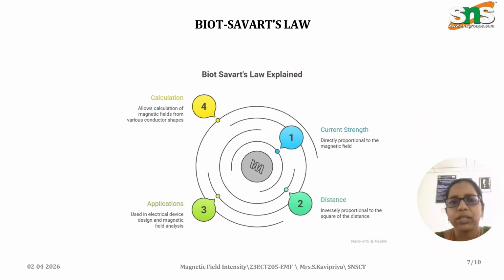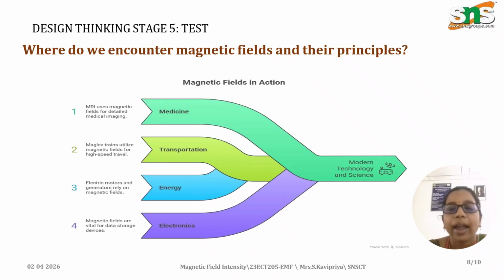And next is the Biot-Savart law. According to the Biot-Savart law, the magnetic field intensity is directly proportional to the product of current and dl, which is nothing but the current element, and inversely proportional to the square of the distance. Through this law, we can calculate the magnetic field for various conductor shapes. It is used in electrical device design and magnetic field analysis, and where these magnetic fields are being encountered.